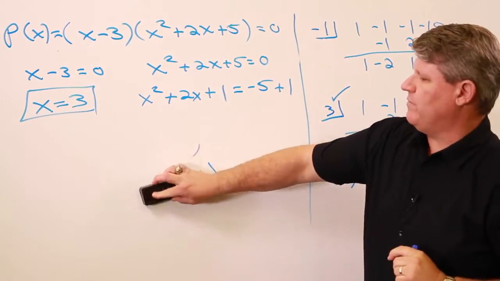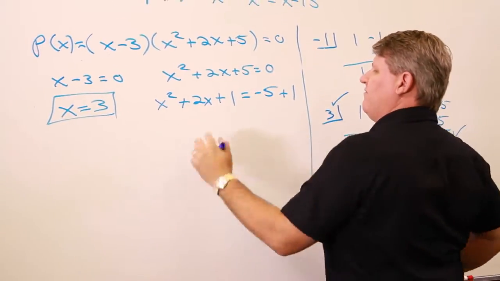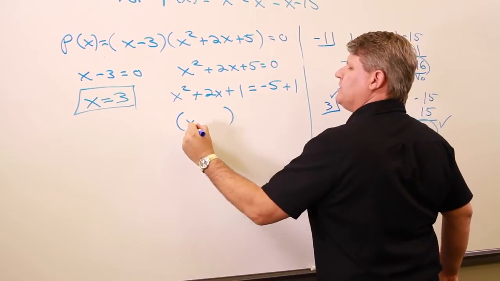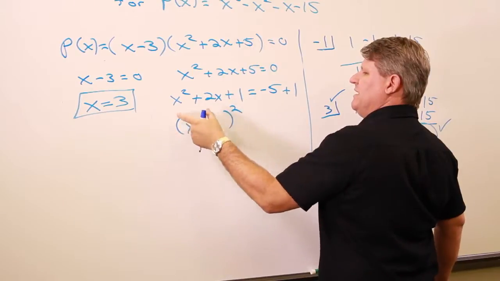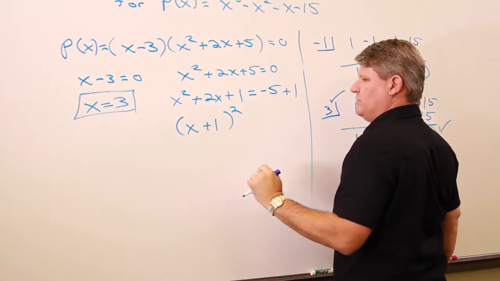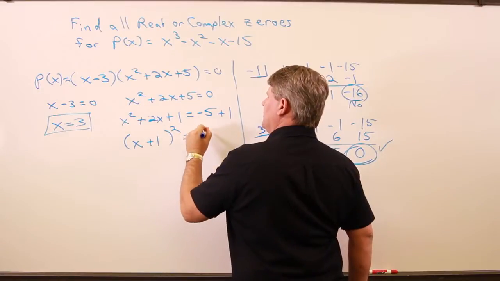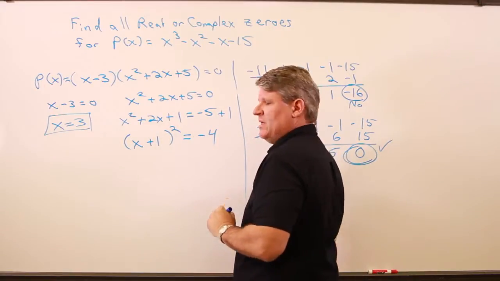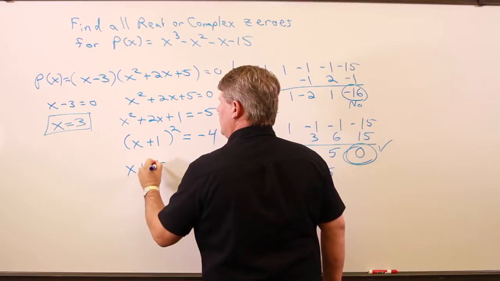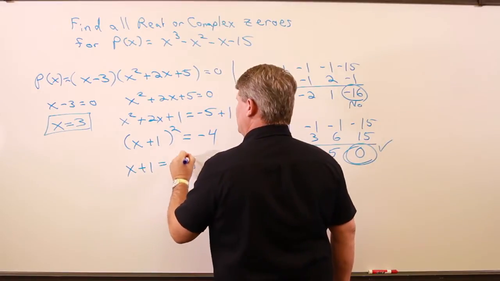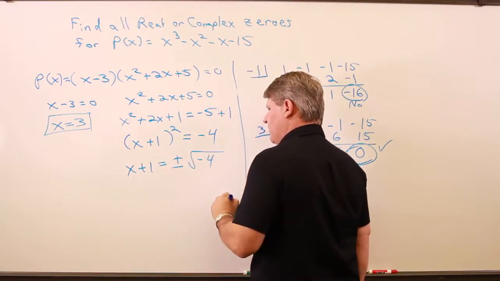So what does that do for me? Well, I can now factor the left side to x plus 1 squared, right? x plus 2x plus 1 is x plus 1 times x plus 1, or x plus 1 squared. The right side would be negative 4. Now I can use my square root principle and say that x plus 1 is equal to plus or minus the square root of negative 4.